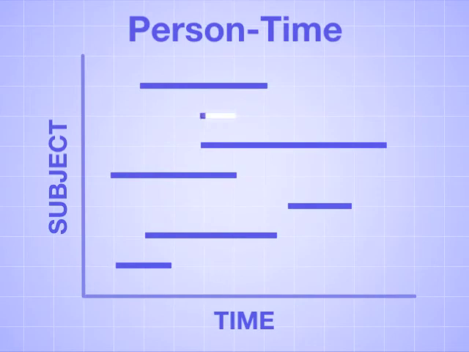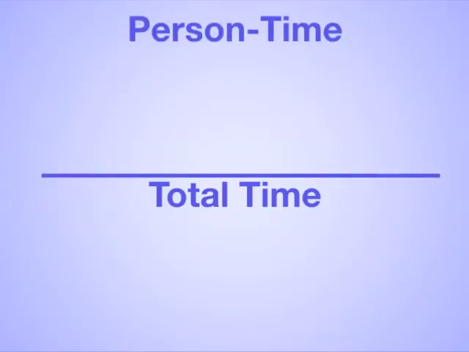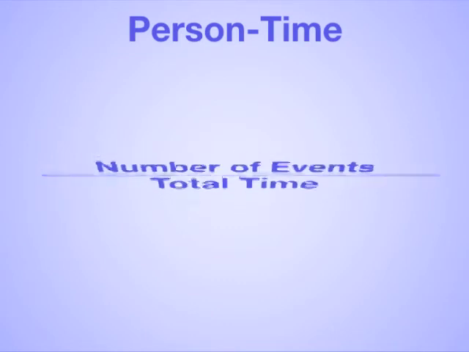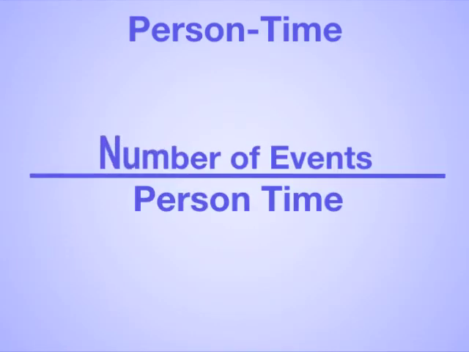This subject, who stays in the study for 2 months, contributes 2 months of person time. This one, 12 months of person time. The sum of all person time for each subject gives us the total time in which events could have occurred. The number of events over the person time gives us the incidence rate. Note that incidence rates are always expressed as fractions, with the number of events in the numerator and the unit of person time in the denominator.